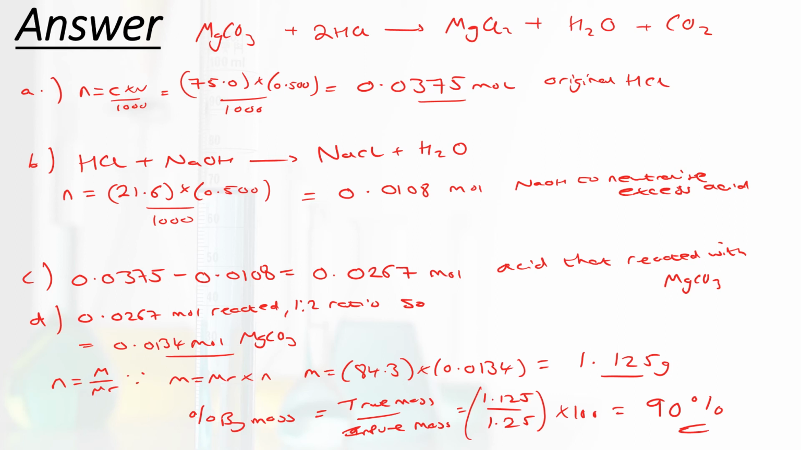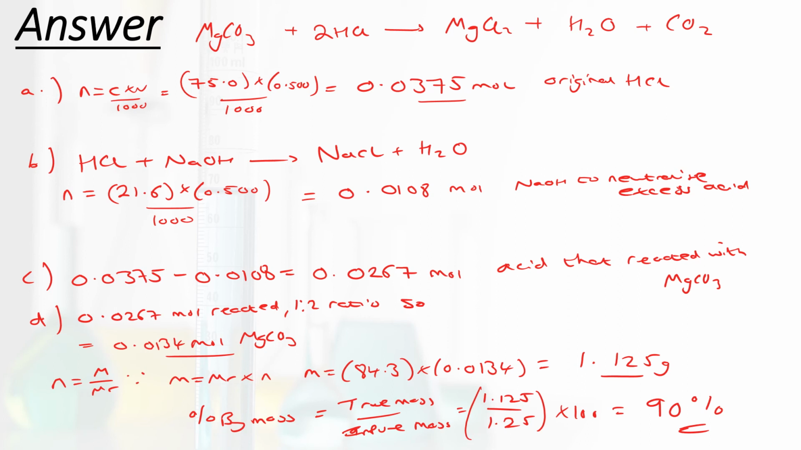And then question D is to calculate the number of moles and the mass of the magnesium carbonate, and hence deduce the percentage by mass. So we know that 0.0267 moles of HCl reacted with the magnesium carbonate, but we have to look at our equation and see that it is a 1 to 2 mole ratio. So actually the number of moles of the magnesium carbonate that reacted is half the number of moles of the HCl that reacted. So we have 0.0134 moles of magnesium carbonate.